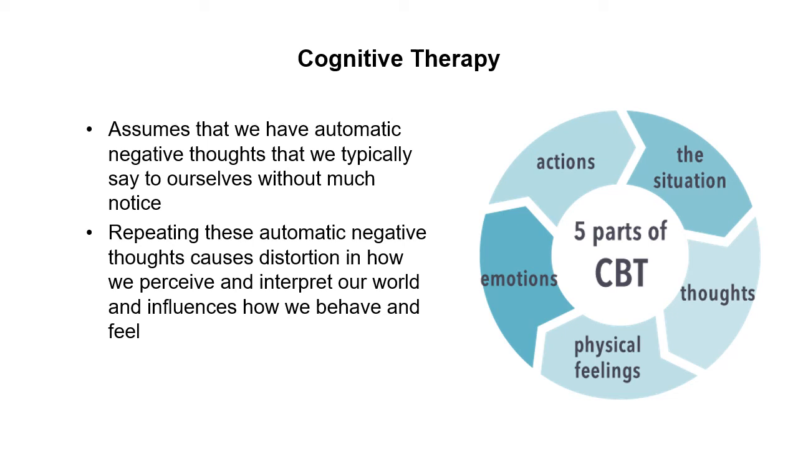The next is cognitive therapy. I've talked about this some, but cognitive therapy assumes we have negative thoughts going on in our mind without even really realizing it. They're subconscious most of the time. And by repeating these automatic negative thoughts, it distorts how we perceive ourselves and the world, and influences how we behave and feel. As I said before, things like rumination, things that drag us down. It's this negative thinking, negative processing, negative associations we have in our brain. And cognitive therapy seeks to break these negative associations, this negative thinking.